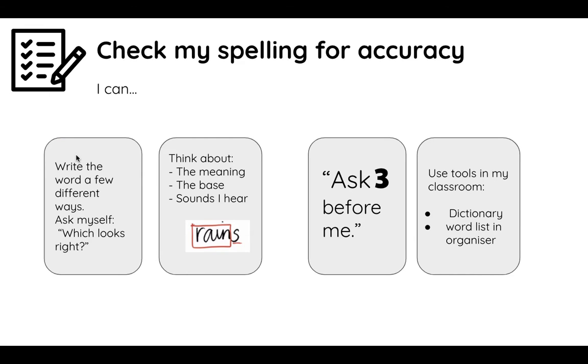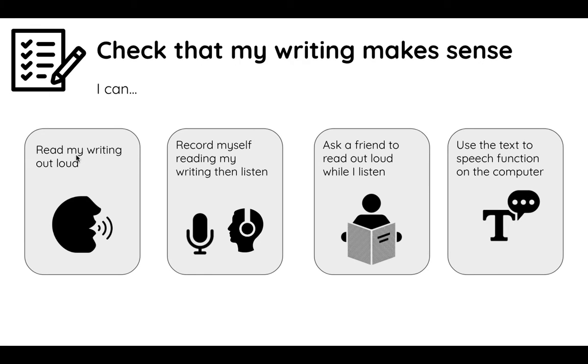So over here, on the first slide, we have check that my writing makes sense. Some of the things you can do today before you move on to whether you're going to publish your writing is, number one, read your writing out loud to yourself. Often when you read it out loud, you'll pick up mistakes and things that you can improve. Number two, record myself reading my writing, and then listen back to it. You could do this on Seesaw, Photo Booth, or QuickTime.